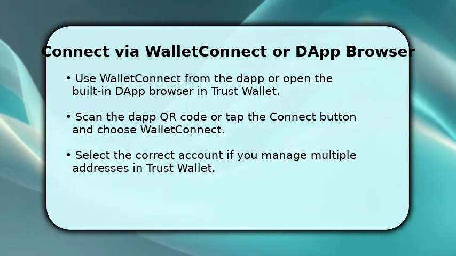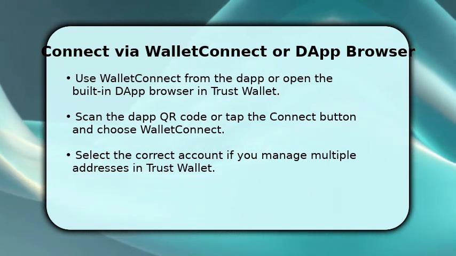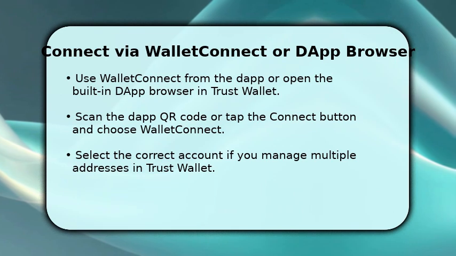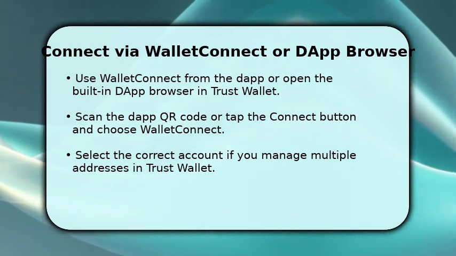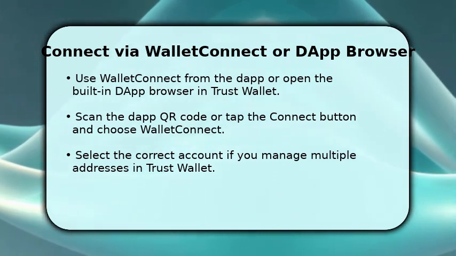When Trust Wallet prompts you, select the specific account to share with the Dapp. If you hold multiple addresses, choose the one with the intended tokens. Confirm the connection request details before approving to avoid accidental exposure.